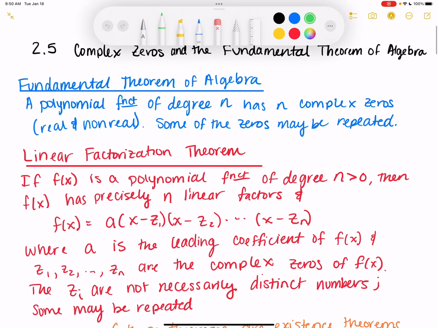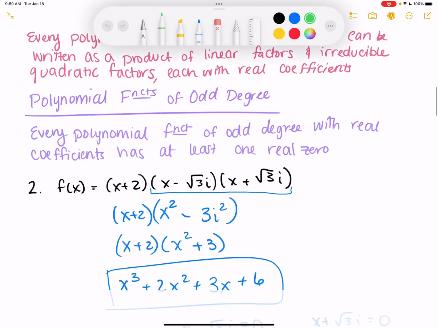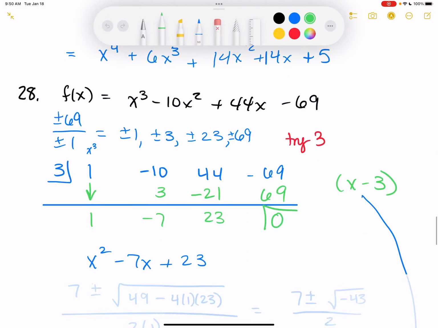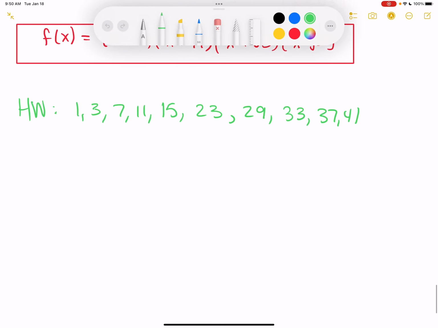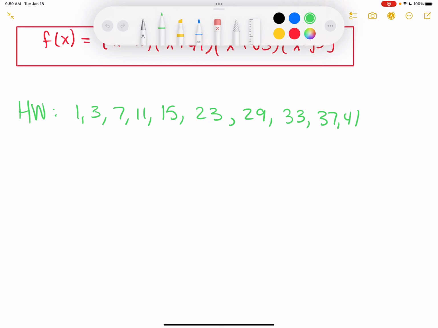Alright, so we're going to pick up the last problem that we had left from last week. Is problem 42. So once you have this, you should be able to do those last two homework problems, I believe it is. They're 37 and 41. So this says, write the function as a product of linear and irreducible quadratic factors, all with real coefficients.